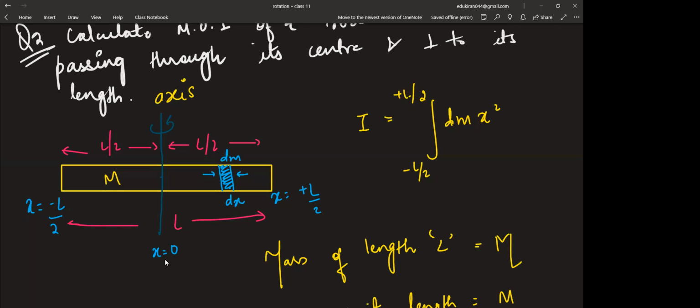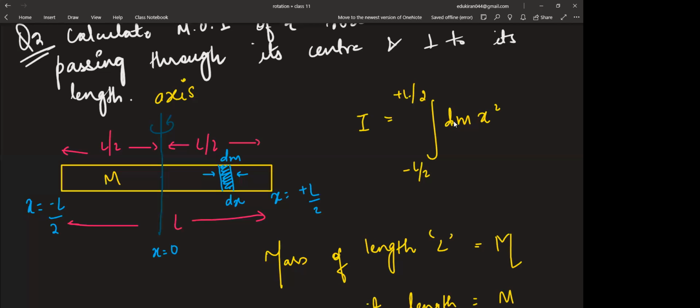But since it is in the middle, passing through its center, this became L by 2, and this side also became L by 2. Since this is on one side of the axis, it is plus L by 2, and this is on the opposite side of the axis, so it is minus L by 2. So I is equal to the integral of dm x square from minus L by 2 to plus L by 2.